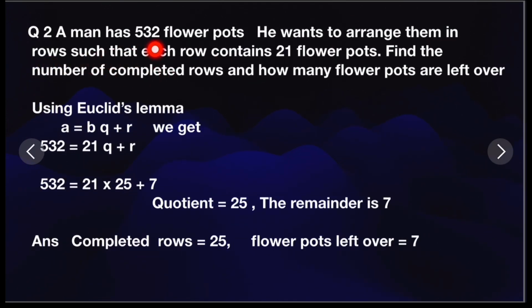Question 2. A man has 532 flower pots. He wants to arrange them in rows such that each row contains 21 flower pots. Find the number of completed rows and how many flower pots are left over. Okay, so here this is the dividend, 532, that is a, and 21 is the divisor, that is b. So write down Euclid's lemma. 532 is equal to 21q plus r. Now do the division and find the values of q and r. You will get 25 and 7 as the remainder. So the number of completed rows are 25 and the leftover flower pots are 7.